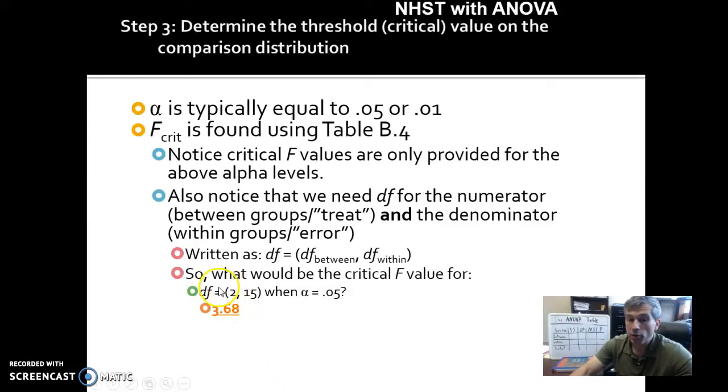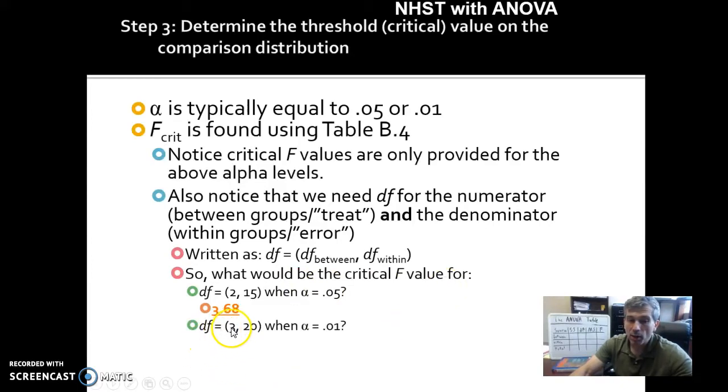By the way, note that I can reverse this. How many groups were there in this study? I can add 1 to this first number and say, okay, there are 3 groups. How many participants were there in this study? Okay, if there's 3 groups and there's 15 degrees of freedom within, you can add them together. There are 18 people in that study overall. Don't know how many were in each group, but I know there's 18 overall.